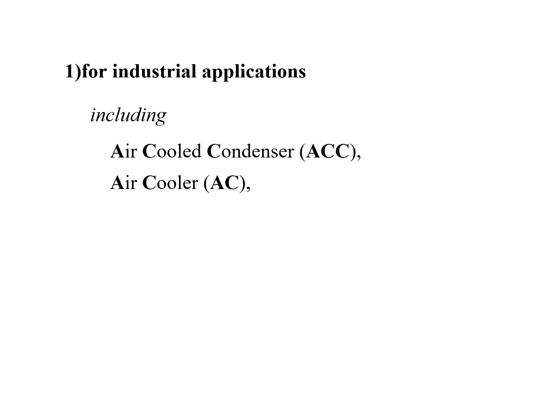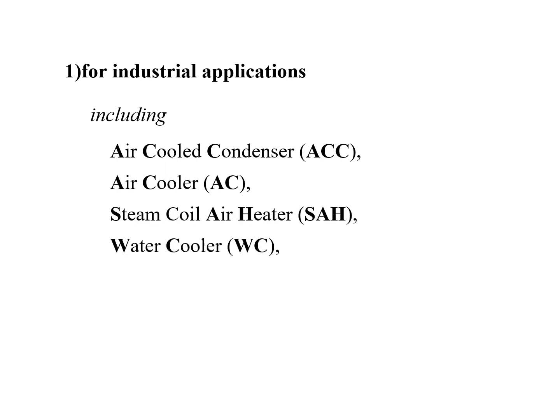For industrial applications, 5 types of heat exchange equipment are available to fit the requirements of different manufacturing processes, including air-cooled condenser, air cooler, steam air heater, water cooler, and shell and tube heat exchanger. Those inside the brackets are their respective abbreviations.